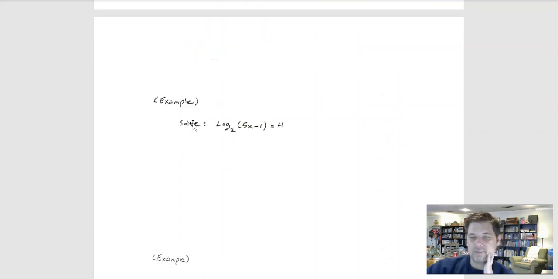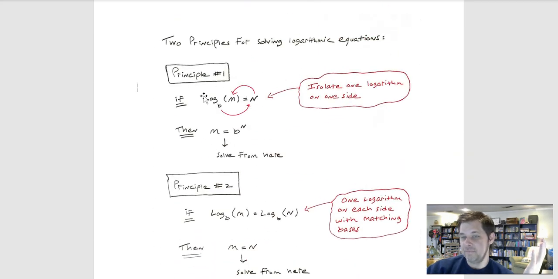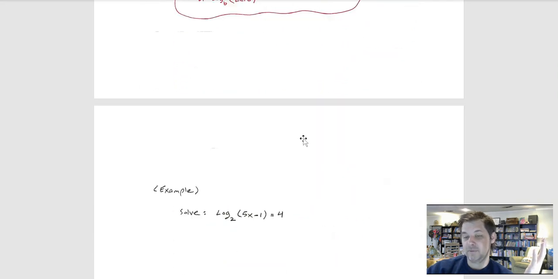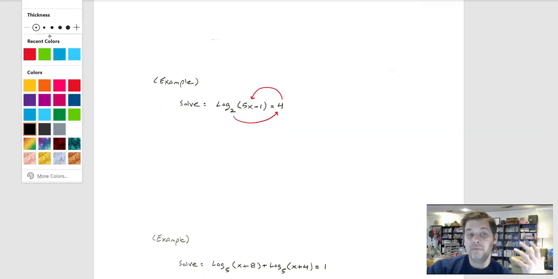Alright, let's try this one first. It says solve the equation log base 2 of 5x minus 1 is equal to 4. I think this is a pretty clear instance where we have isolated one logarithm on one side of the equation. What I mentioned in that first principle was the pattern to apply in that situation: this number raised to that power will give you what's in here, and then you solve it from that point. So I will do that.